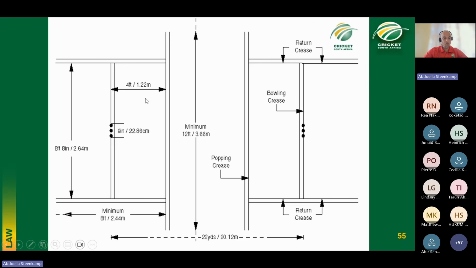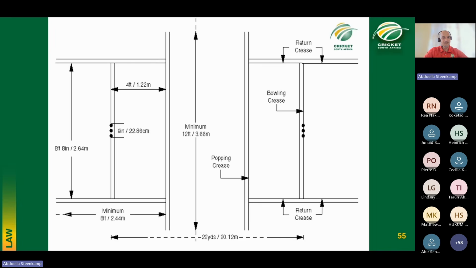So if I can give you a small tip, by just memorizing one measurement, I can derive two other measurements from this one. If we take this 1.22 meter measurement and multiply it by 2, what is the answer that I get? 1.22 times 2. Yes, it is 2.44 meters. And which crease is 2.44 meters? Yes, the return crease is 2.44 meters.